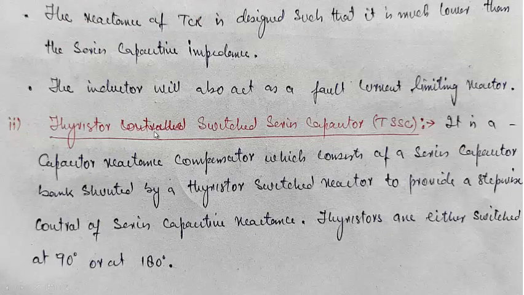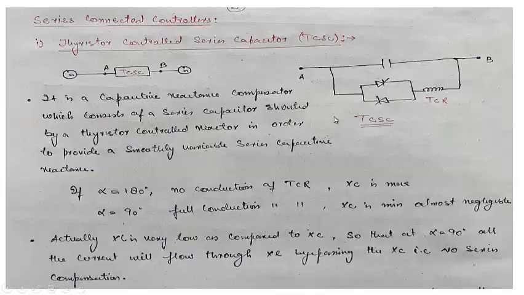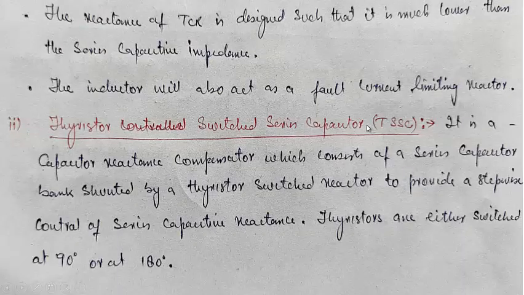One more, thyristor switch series capacitor. This is again a similar configuration. Only thing is that we have a different alpha. Alpha will be either 90 or 180 degree. There will be no value of alpha in between these two. But in this case, this thyristor control series capacitor, alpha will have a value from 90 to 180 degree.